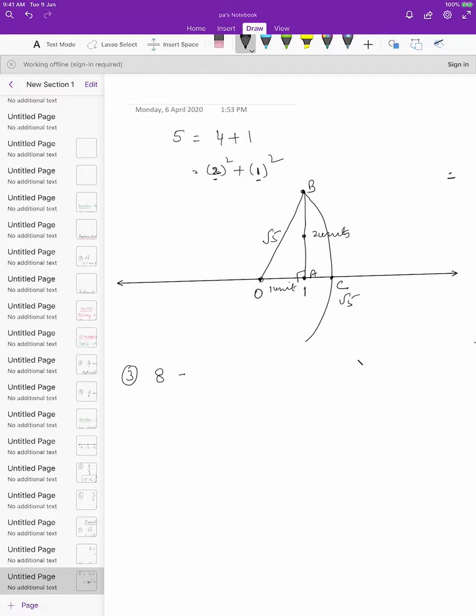Again with 8 I have so many combinations. I can write it as 7 plus 1, 6 plus 2, 5 plus 3, 4 plus 4. Out of these 4 options, 7 is not the right option for us because 7 is not a square of any natural number. 6 plus 2 is also not the right option because 6 and 2 both are not the squares of any natural numbers. Similarly, 5 plus 3 is not good for us, but 4 plus 4, yes it is.